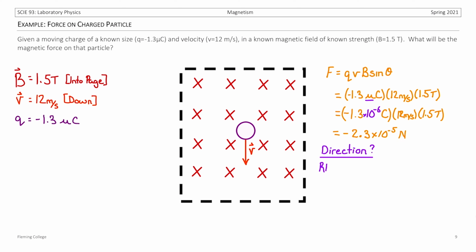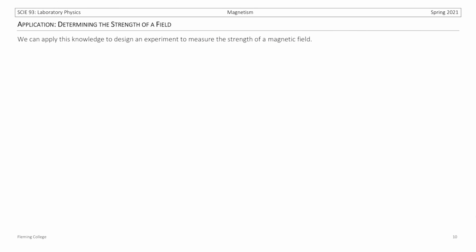Well, our right-hand rule says point your fingers towards velocity, bend them towards the magnetic field, and our thumb tells us that our direction would be right. But the fact that we have negative charge says we flip our direction and we add that our force will be to the left. Let's look at a more application-based example.